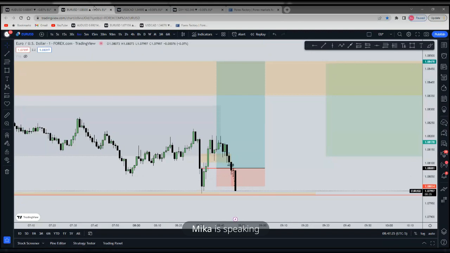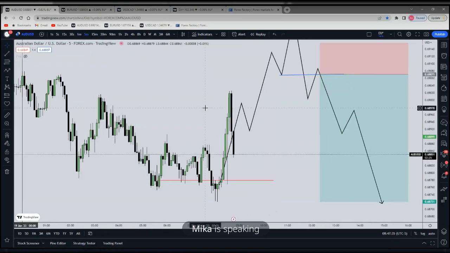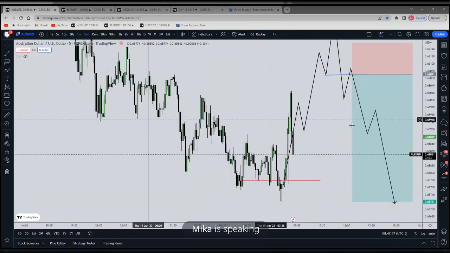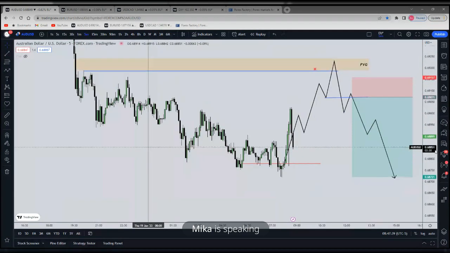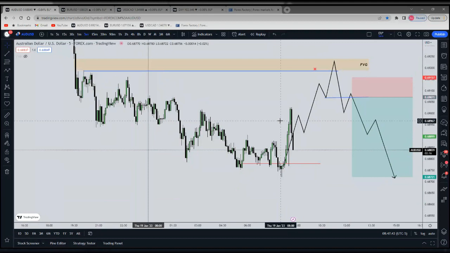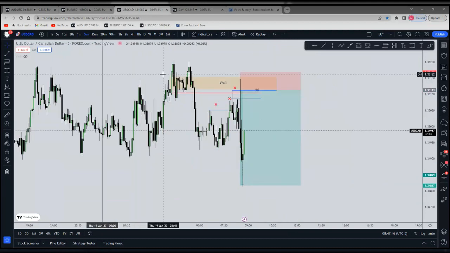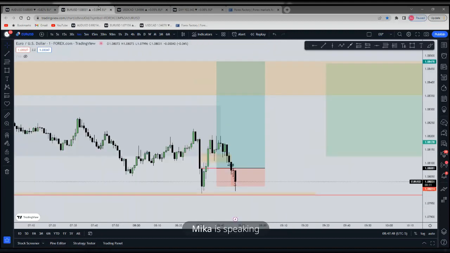And as you can see, EU is just taking the stop because it's just not moving. AU hit the target, USD CAD hit the targets, and then USD was just a slow pair that is not moving. This is also why we decided not to trade it.